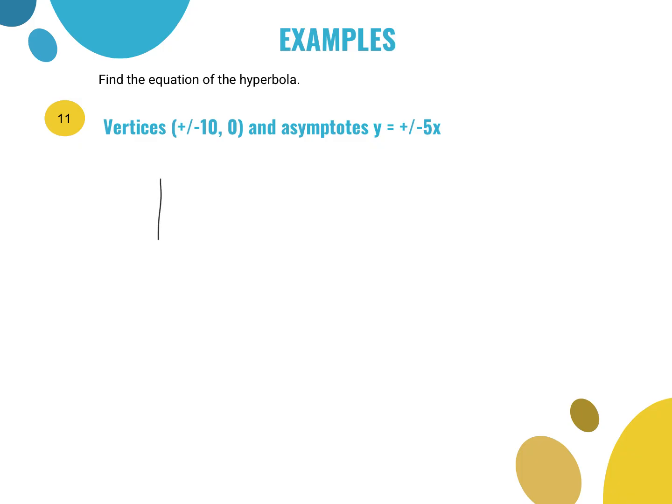All right, so try some more problems. I have vertices at plus minus 10, comma 0. So let's plot those. 1, 2, 3, 4, 5, 6, 7, 8, 9, 10. 1, 2, 3, 4.